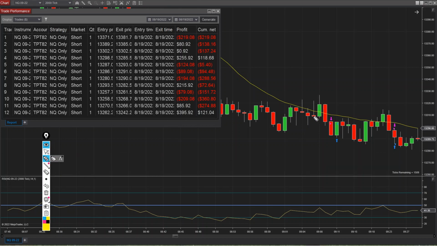Next trade, price moves back to the 20 moving average. I go short, break even trade, 92 cents. Price moves back to the 20 moving average. Red takes out green. I go short, 255.